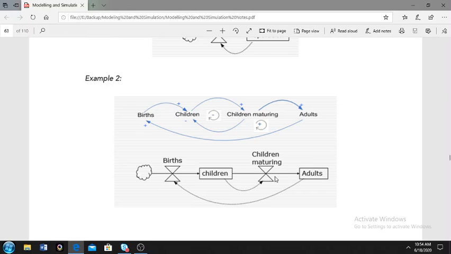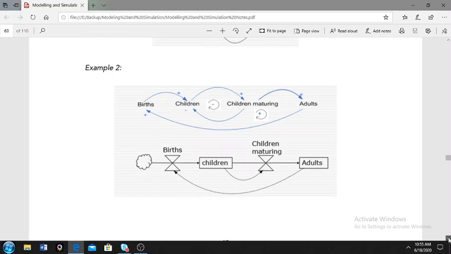Now, you should understand that in a stock and flow diagram, everything is not stock or flow. You can also have auxiliaries, and these auxiliaries can also be constants.